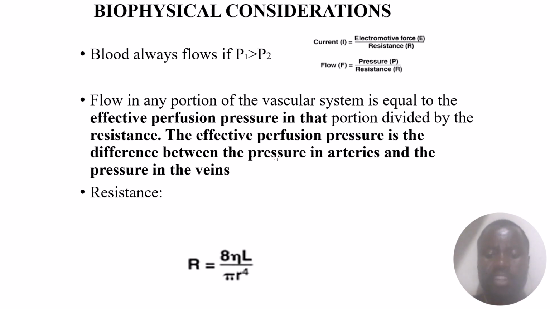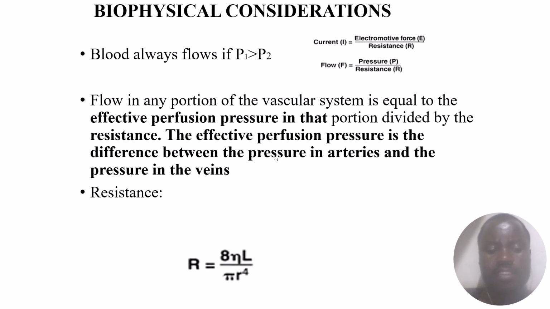So if the heart is failing to pump, then the flow of blood will be less and will go into what is called shock. The effective perfusion pressure is the difference between the pressure in the arteries and the pressure in the veins, because the arteries will deliver blood from the heart and the veins will deliver blood back to the heart. Resistance is described by a relationship that compares resistance to viscosity, to the length of the tube, and also to the radius of the tube.